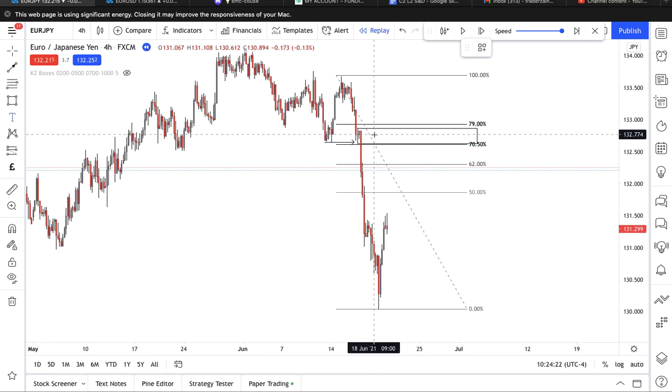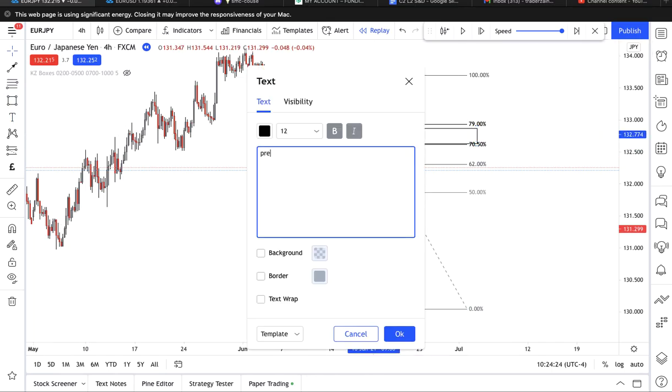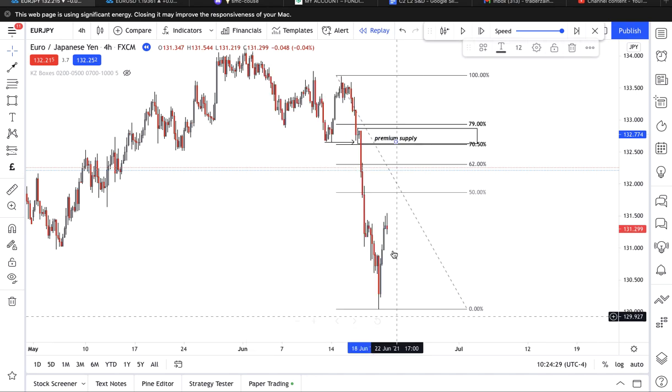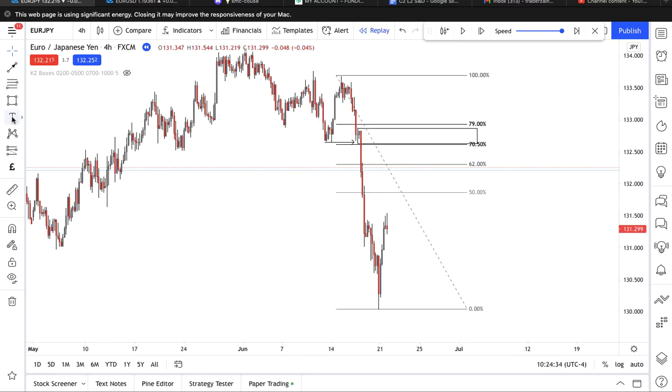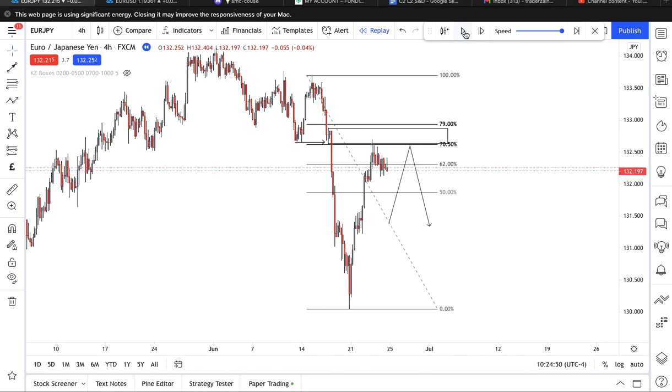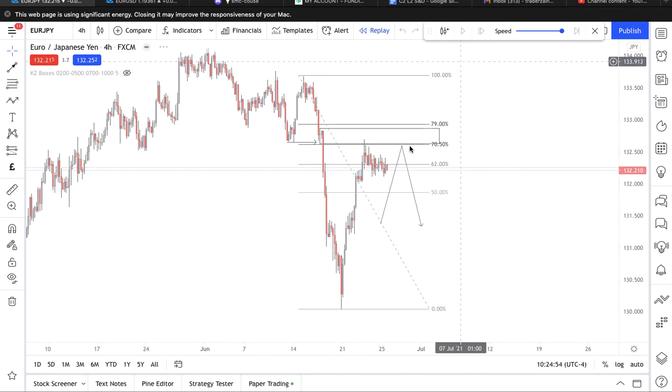So this is what we'll classify as a premium supply. So now what would we do? We simply wait for price to pull back into this premium area, which aligns perfectly with this 4-hour supply, and then would look to sell it off. Now as we can see, as price approaches, there we go. We would have sold off here, and this is current price right now.